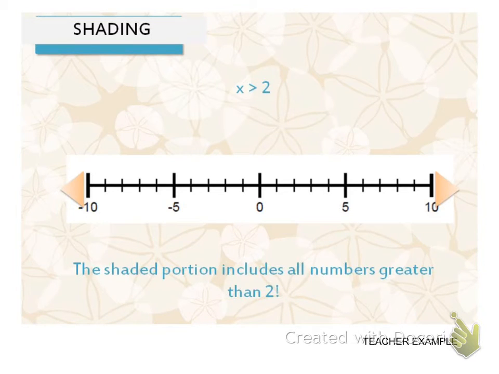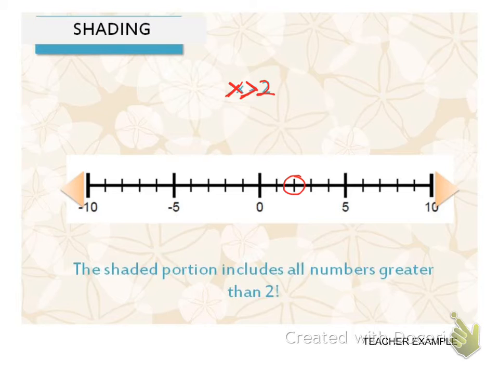Come on, there we go. Put a circle on the number 2. Okay, is it going to be an open circle or a closed circle? It's open because there is no equal sign. You notice that? It's just the greater than symbol. X is greater than the number 2.